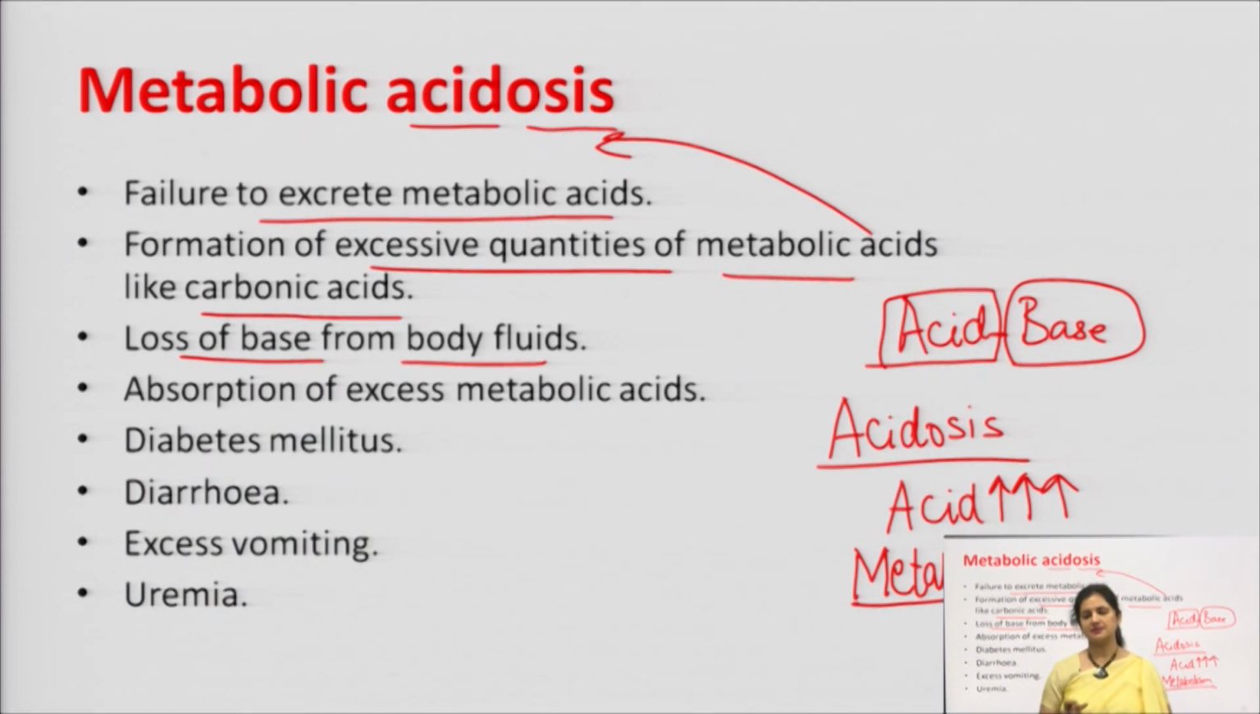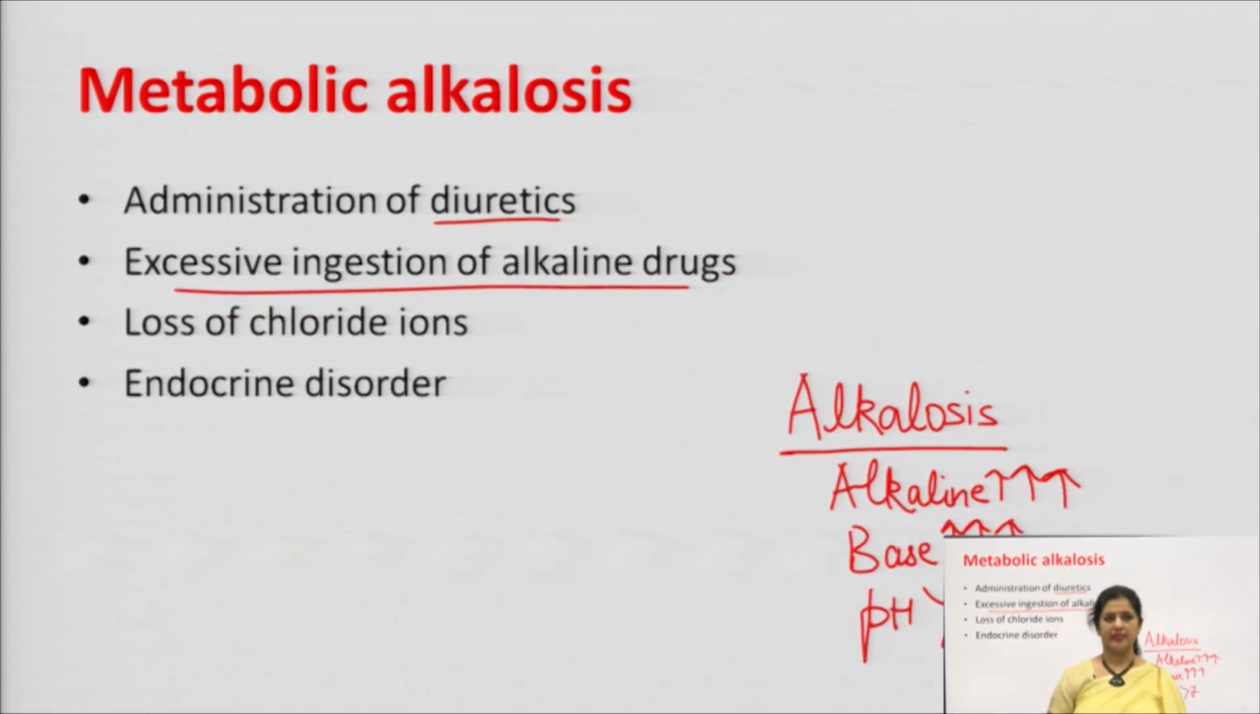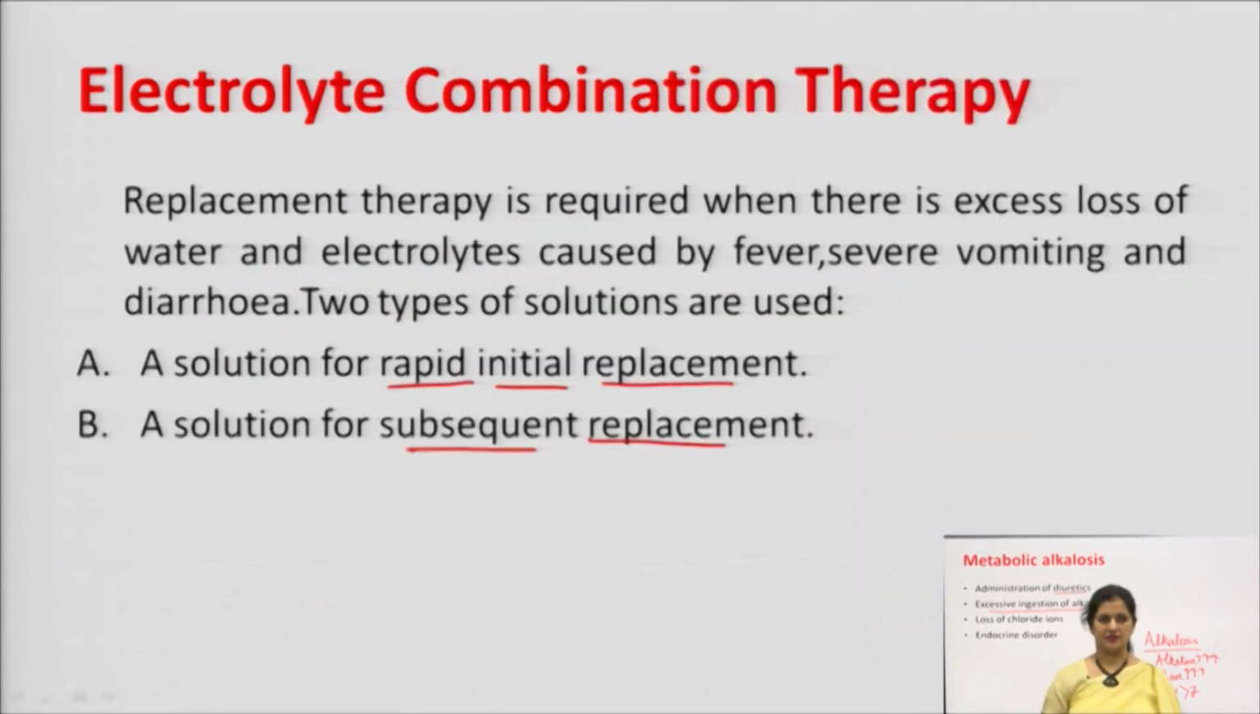This acid-base balance, if not maintained, can lead to metabolic acidosis. Metabolic acidosis occurs when the acid is higher, or when acid is excreted less, or when the base is lost from the body fluids, or when the absorption of metabolic acids is more. Diabetes mellitus, diarrhea, vomiting, and uremia are all conditions which lead to metabolic acidosis. Then conditions responsible for metabolic alkalosis include administration of diuretics, excessive ingestion of alkaline drugs, loss of chloride ion, and endocrine disorders.